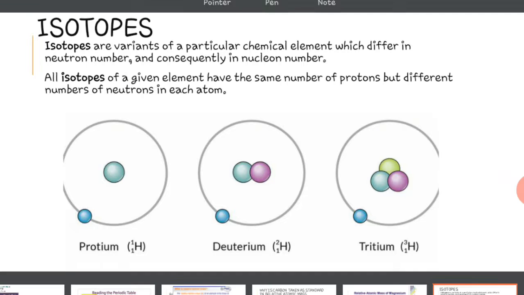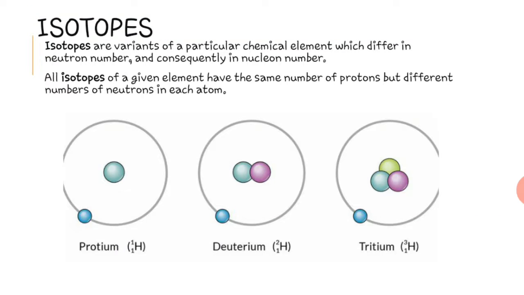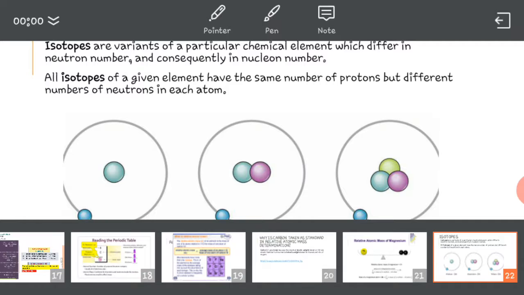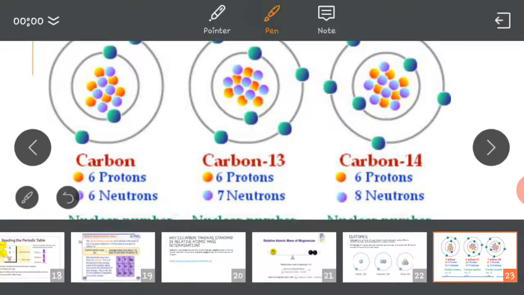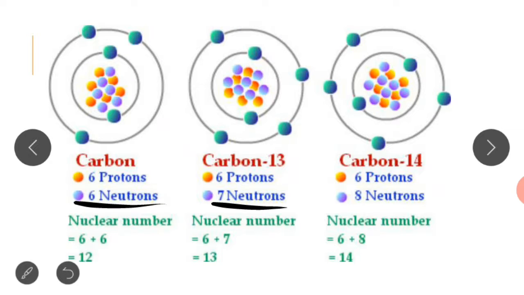Let's take the example of another isotope: carbon 12, carbon 13, carbon 14. See, neutron numbers are different. Here it's 6, here it's 7, here it's 8. So the number of neutrons is different. It is a variety of an element and it is called an isotope. When we compare isotope abundance, we say it is the relative atomic mass. So it's a different thing.